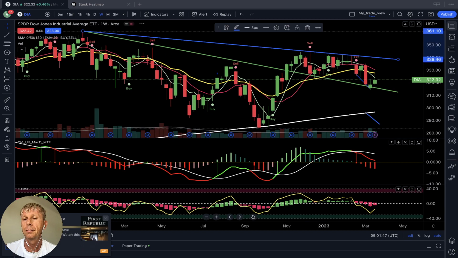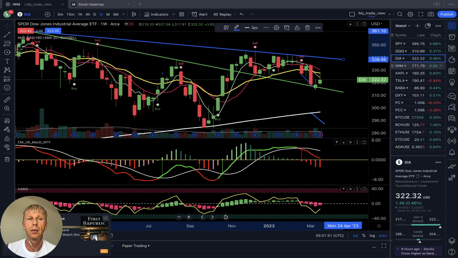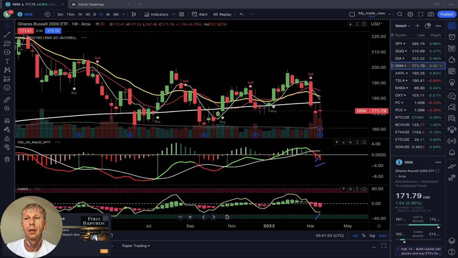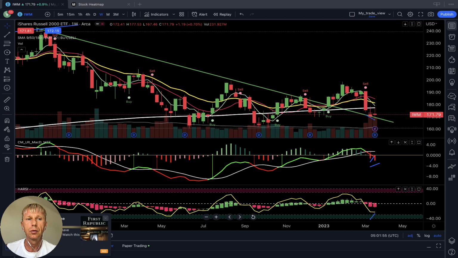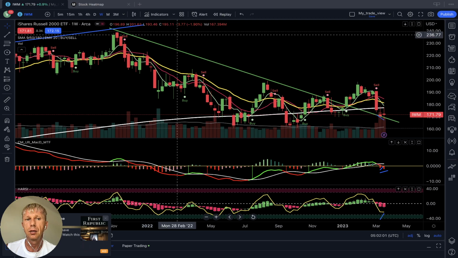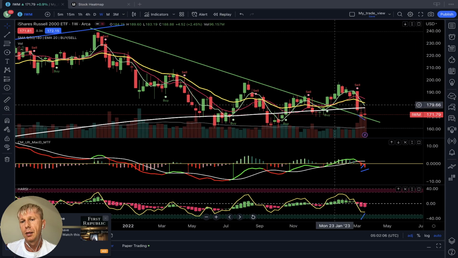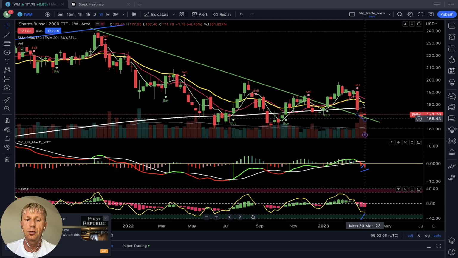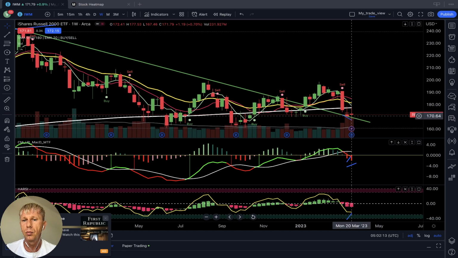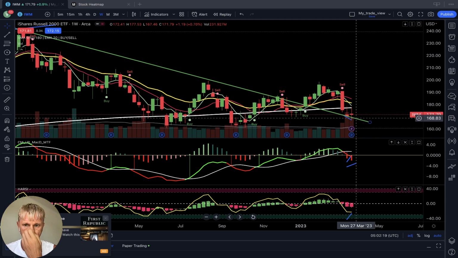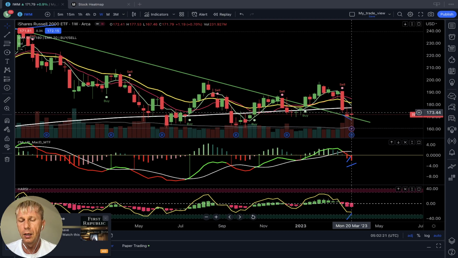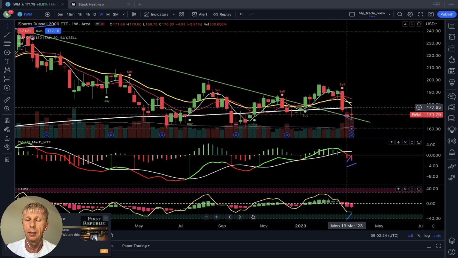Let's move to IWM, Russell 2000. Let's see what's going on with Russell 2000. Similar, the green line started from the top of the market. Last 2 weeks, let me maximize it. Last 2 bars touched this major trend line, but we are still below 200. It is bearish trend.